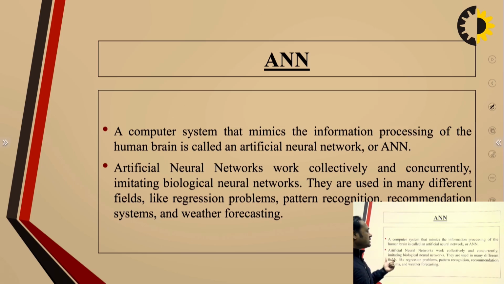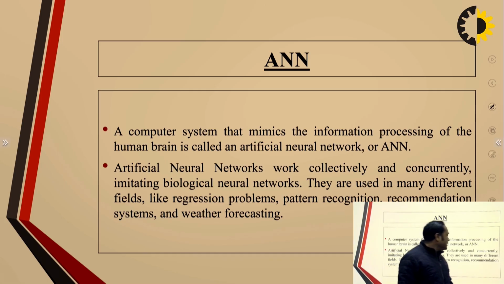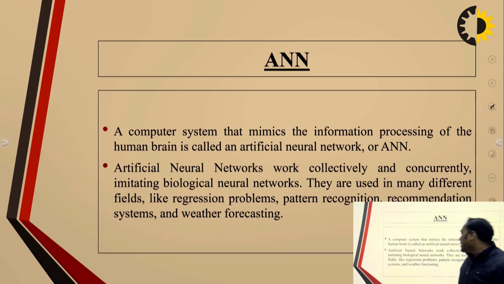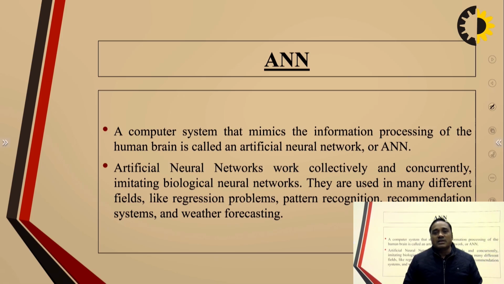Second, artificial neural networks work collectively, imitating biological neural networks. They are used in many different fields like regression problems, pattern recognition, recommendation systems, and weather forecasting. So where is ANN used? That is the question.